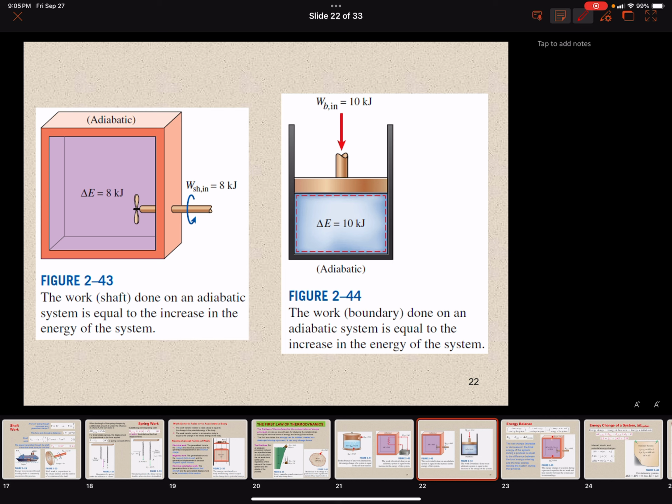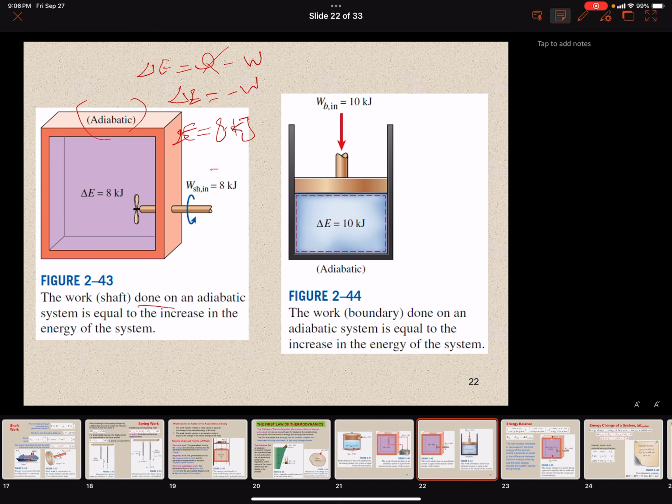Also, here's another example. It says adiabatic. So again, delta E equals Q minus W, and the shaft work is done on the system, so it's negative. Again, Q is 0 because it's adiabatic, so we are left with minus W, and it's minus 8, so minus with minus will be positive. So delta E will be equal to the work, which is 8 kilojoules.